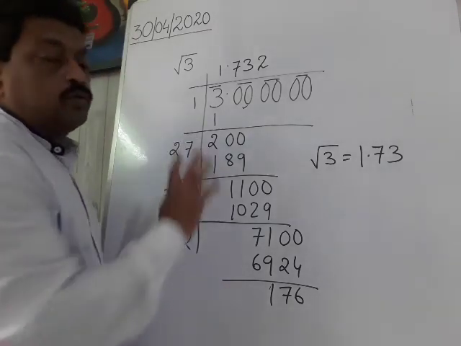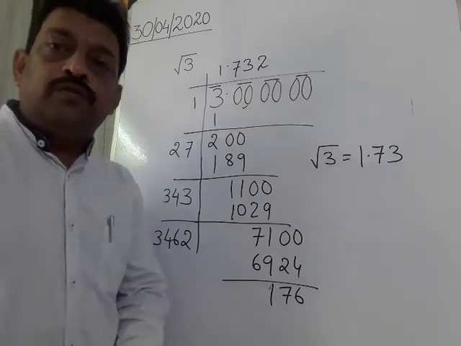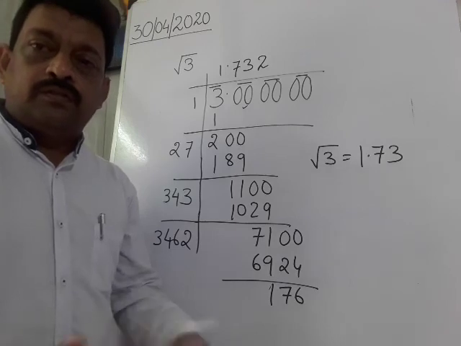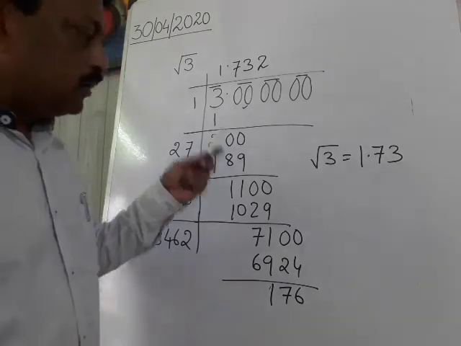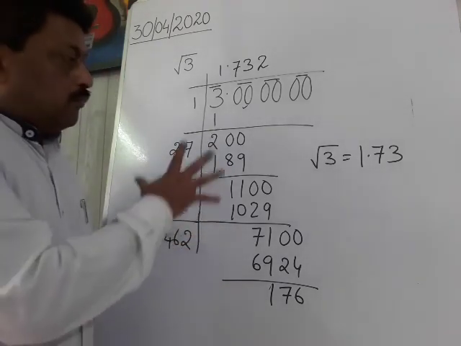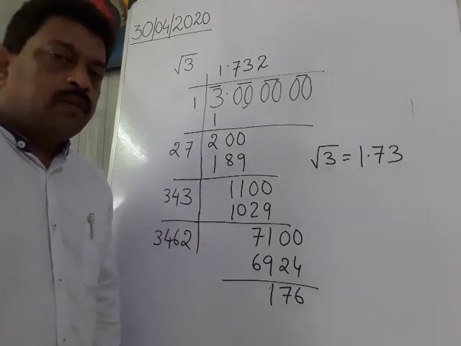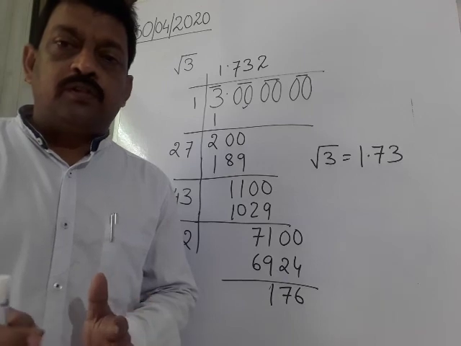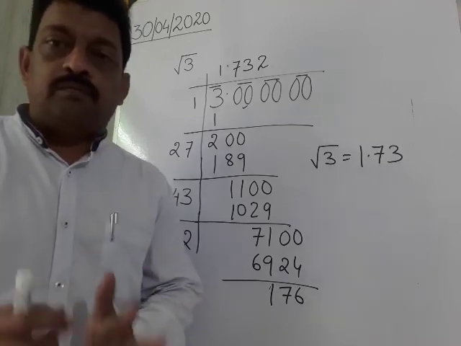I have done root 2 and root 3. You will try with root 5, root 6, root 7, a bigger number also, root 10, root 20, and hope you will be able to do the sum by using this method. So that's all for today. Practice some more sums so that the process becomes much easier for you.